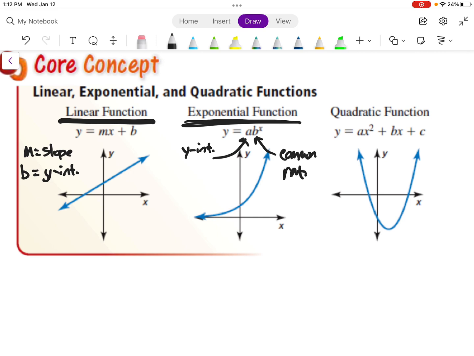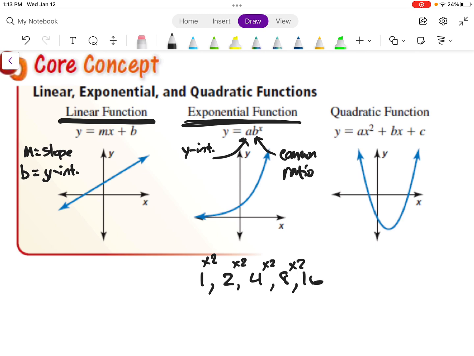Just to remind you really quick, to get from one term to the next, here's an example: 1, 2, 4, 8, 16. So what you're doing each time is multiplying by 2 to get the next one. That number you're multiplying by is what's called the common ratio.